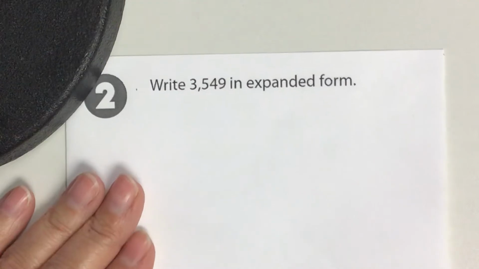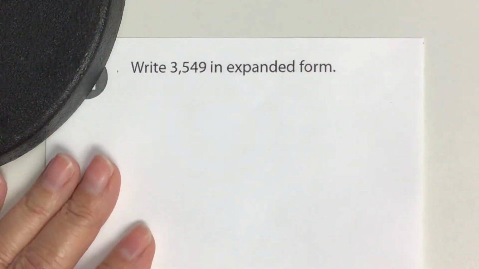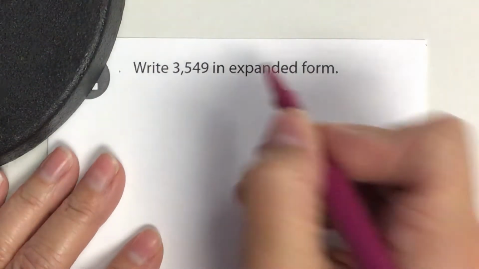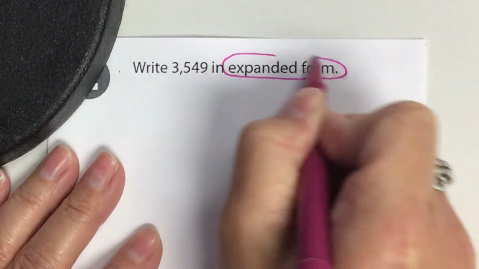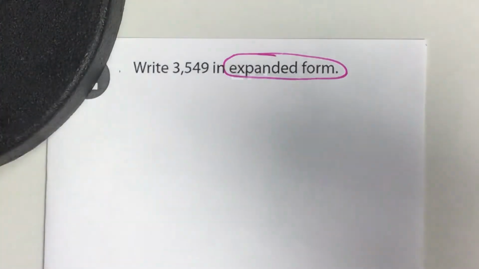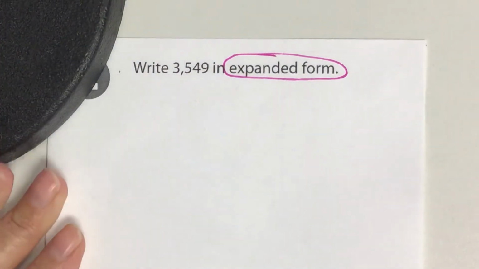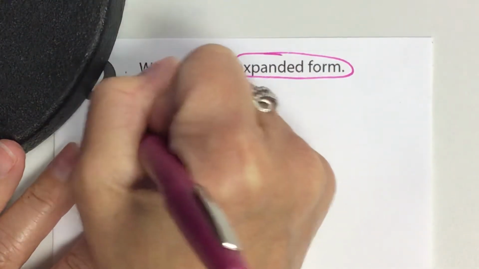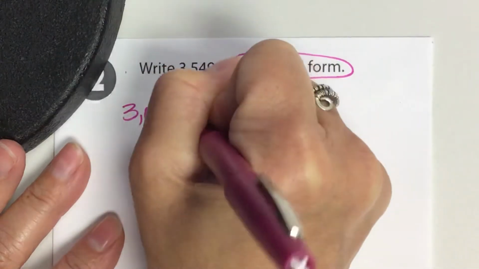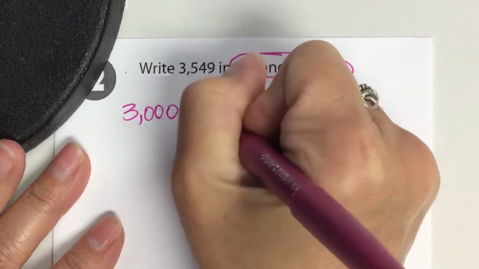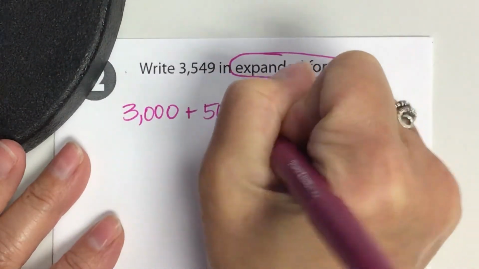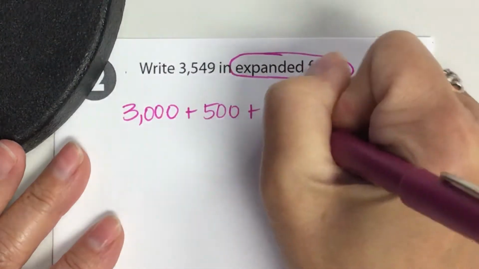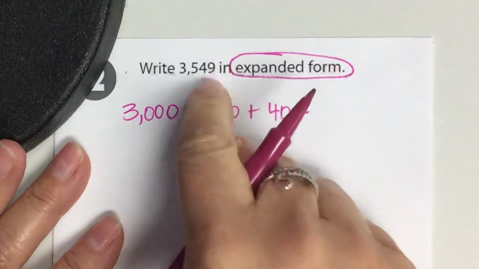Okay, number 2. Write 3,549 in expanded form. So remember, we're going to take that number and pull it apart and show the value of each digit. So we're going to take 3,000 plus the 5 is 500, the 4 is 40, and then add the 9.